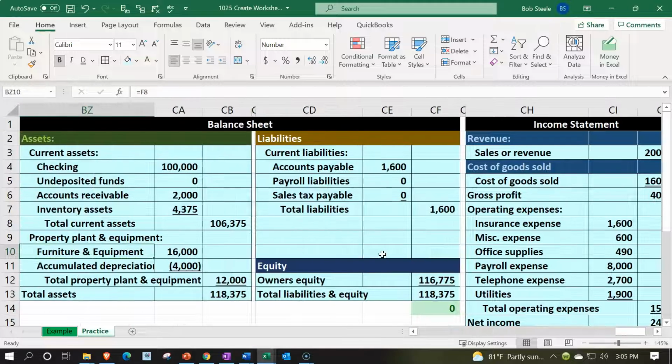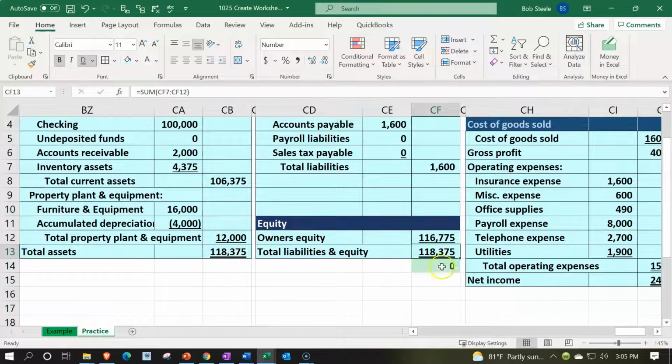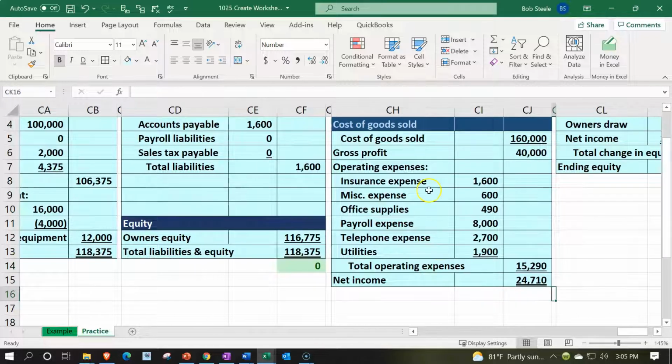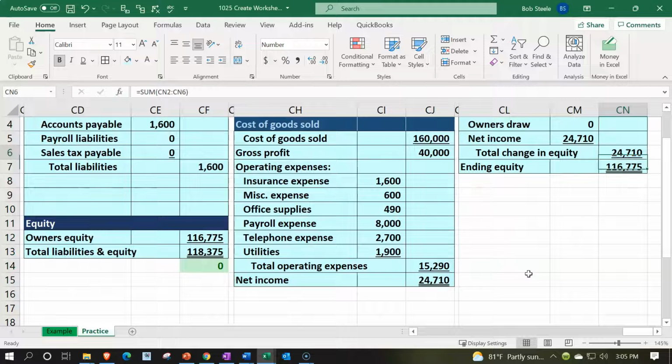We could say, all right, does this thing work out? We got these two. Let's put some double underlines under these two. Put a double underline there. And there I could say, okay, this is in balance. I could see that is in balance. That makes sense. And then I know that the income statement comes out to the 24,710 here. That looks correct. This income statement should really tie out to this number there.